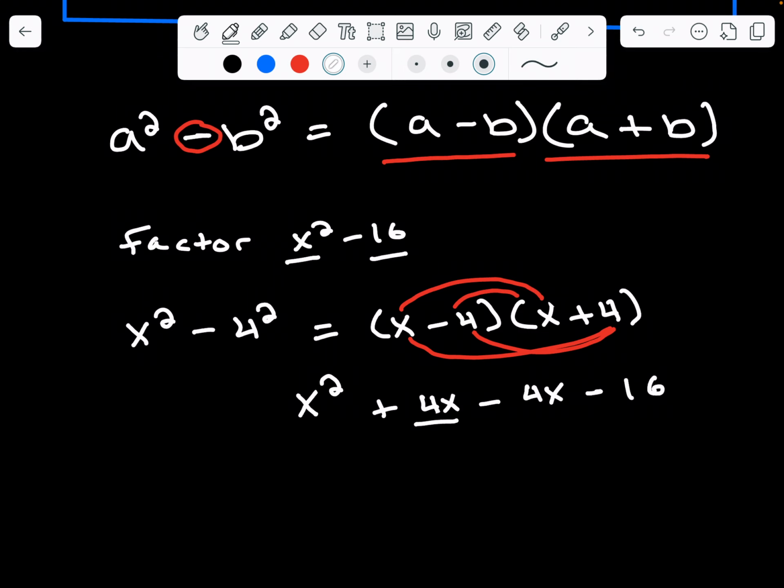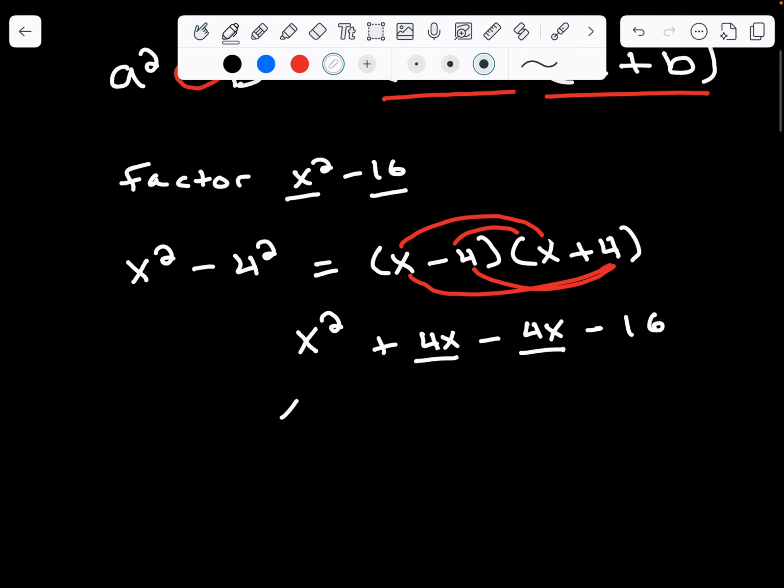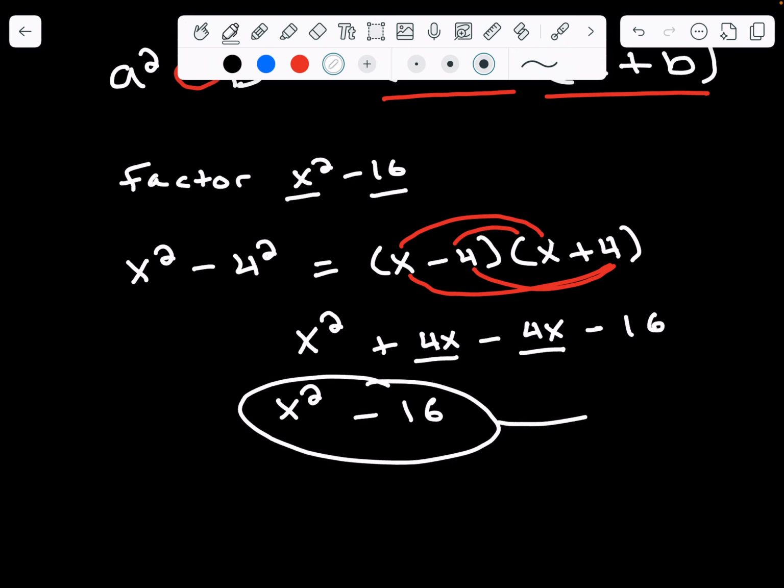So before we end, let's simplify our like terms. So we're left with x squared. 4x minus 4x is 0x. So we're left with x squared minus 16. So we now know that this is in fact the same thing as this if we follow those 3 steps. Okay, let's practice a couple more.